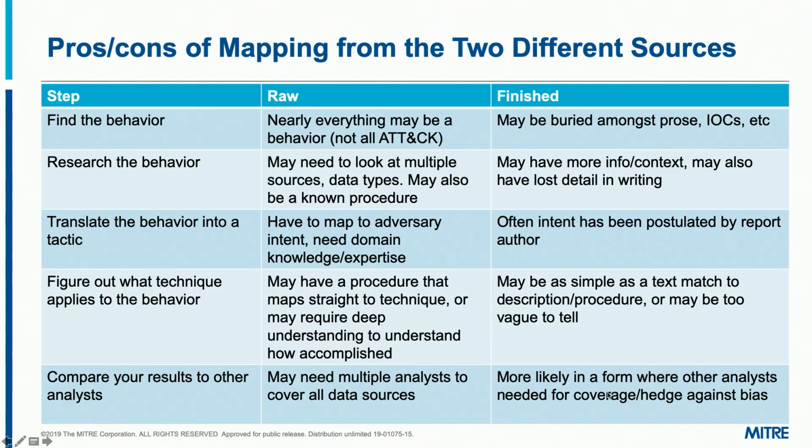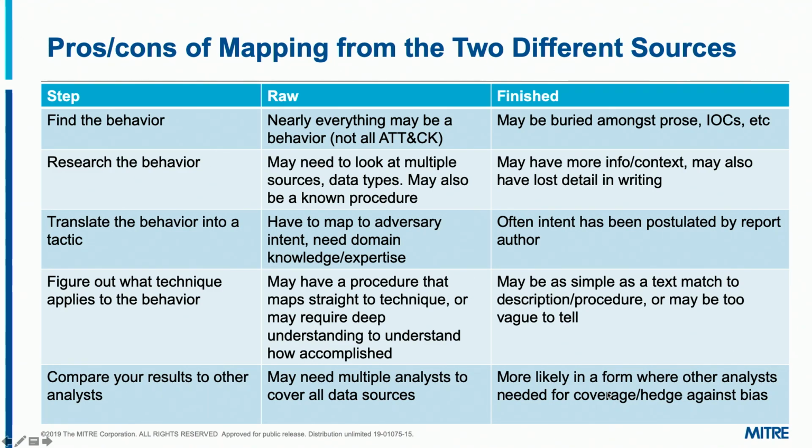With each of these steps, there can be a lot of differences between looking at these two types of information that we've showed you how to map into ATT&CK. So, starting with the first step, finding the behavior. With raw data, if you're actually looking at data and information that's coming from adversary activity, nearly everything can be a behavior. Now, that's not to say that everything is an attack technique. ATT&CK doesn't include every single possible thing that an adversary can do.